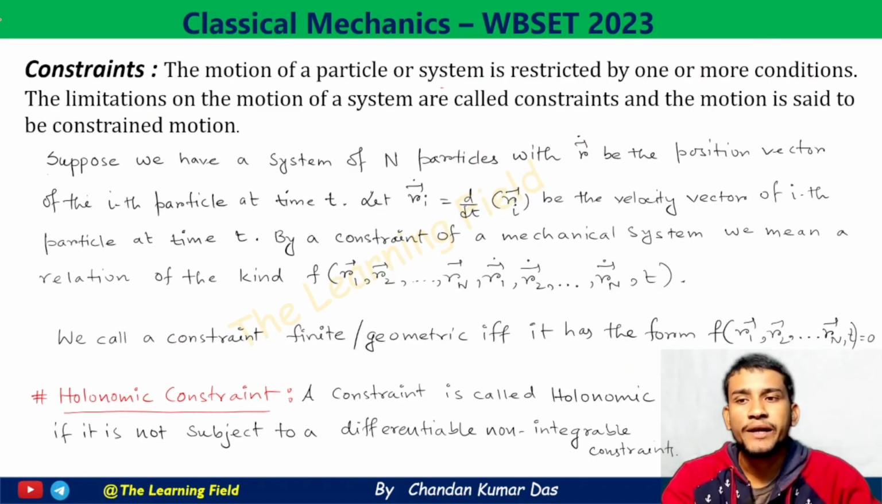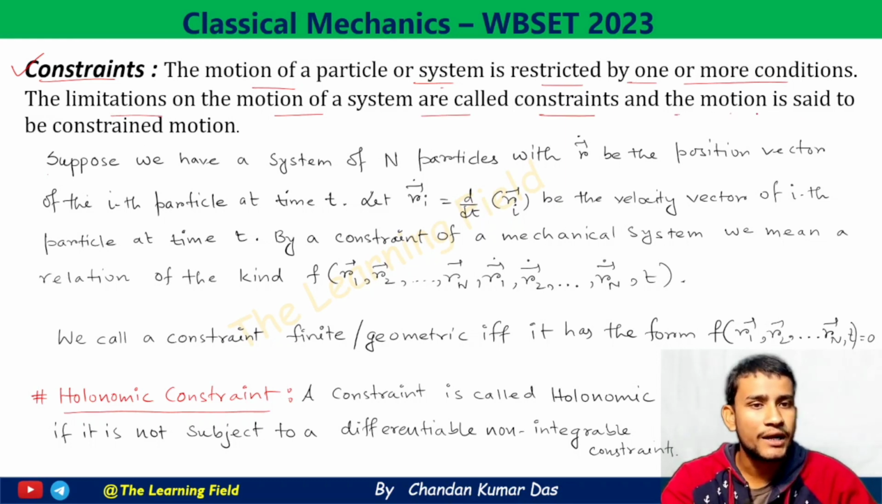So first, the main important thing is constraint. Okay, in classical mechanics, so what is a constraint? It says that the motion of a particle or system is restricted by one or more conditions. The limitations on the motion of a system are called the constraints, and the motion is called the constrained motion.